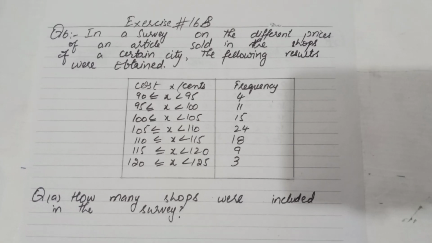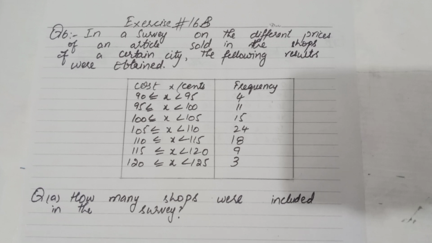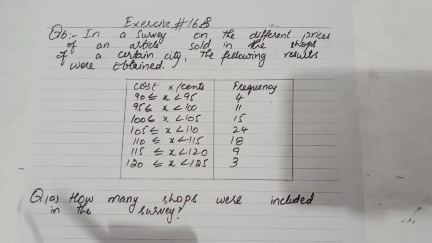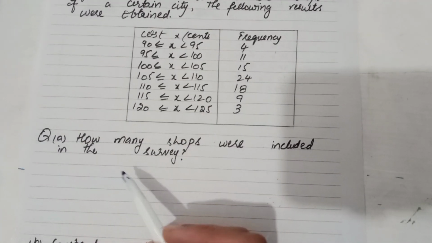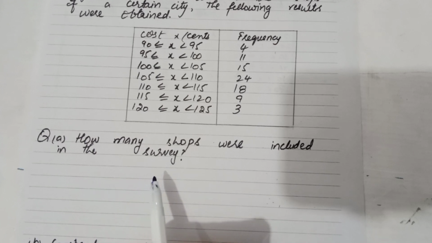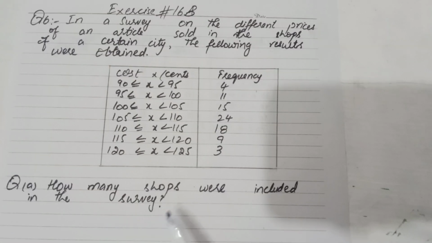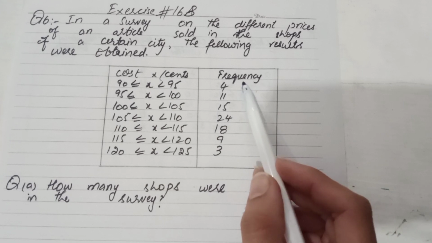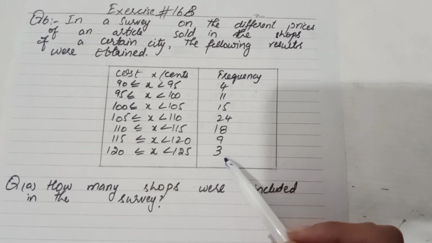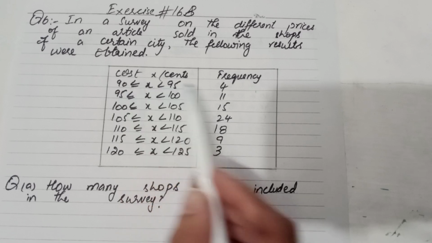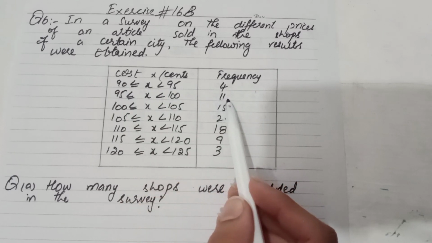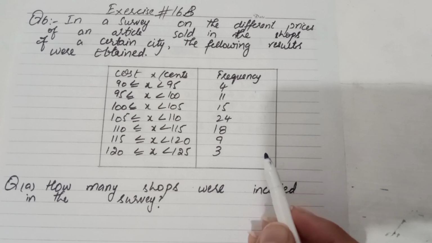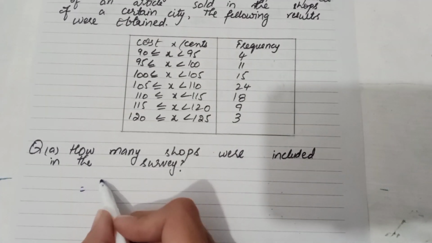Now students, question number 6. In our survey on different prices of an article sold in the shops of a certain city, the following results were obtained. These are the cost and these are the frequency. In part A, we have to find how many shops were included in this survey. To find the shops, we have to count the frequency. We have to add up these frequencies because for this cost 4 shops, for this cost 11 shops. That's why we have to add all the frequencies.